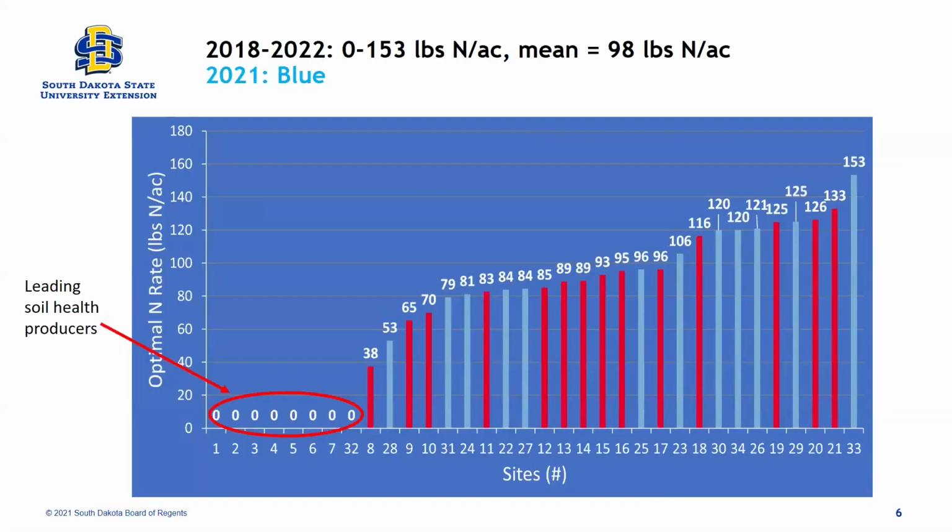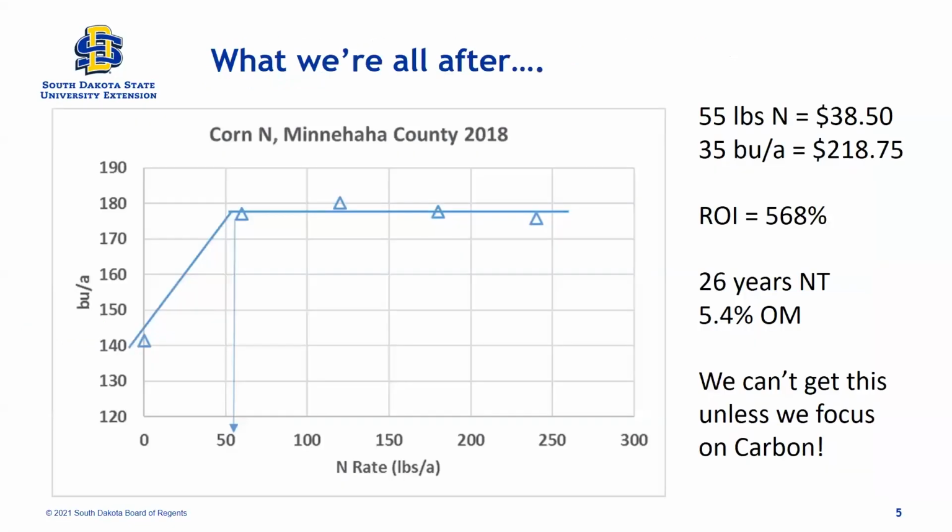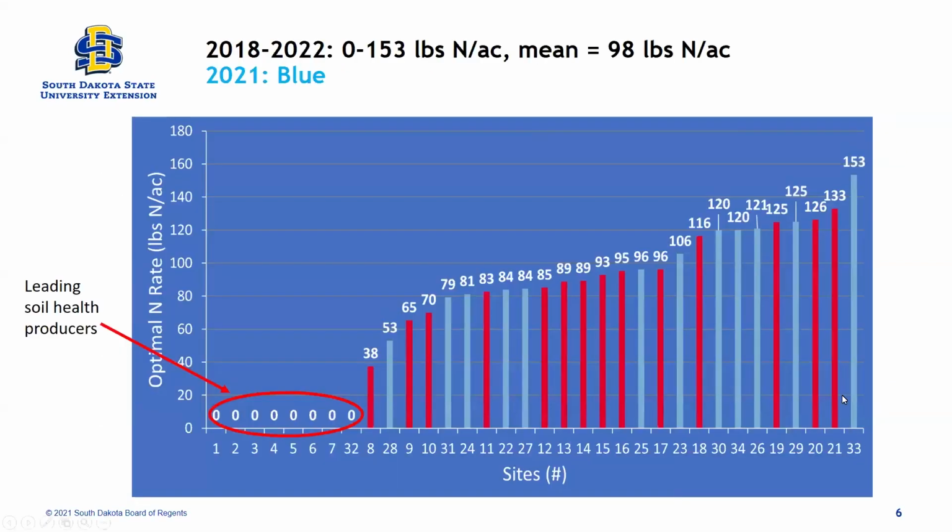So this is a summary of all of the data from nitrogen sites that Jason Clark and I have done. At this site, the optimal rate was just slightly over 50. Let's call it 55 pounds. There is what I've calculated. So these numbers are a summary of all of those optimum N rates at each one of those sites. And you can see they vary from 0 to 100, over 150 pounds per acre.